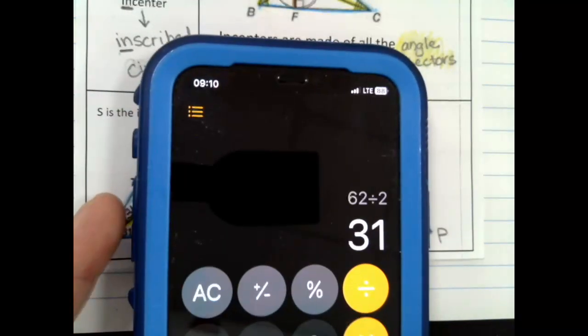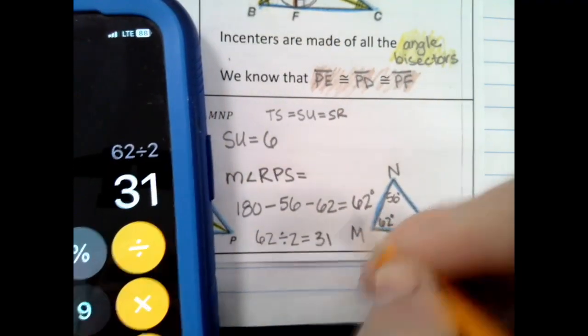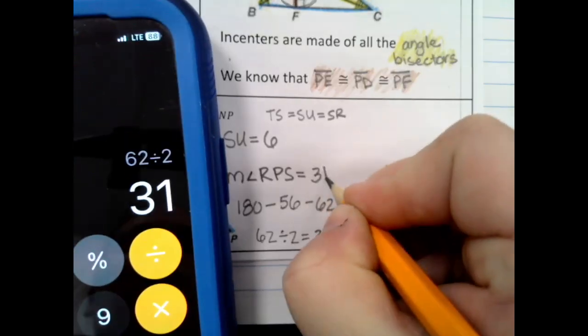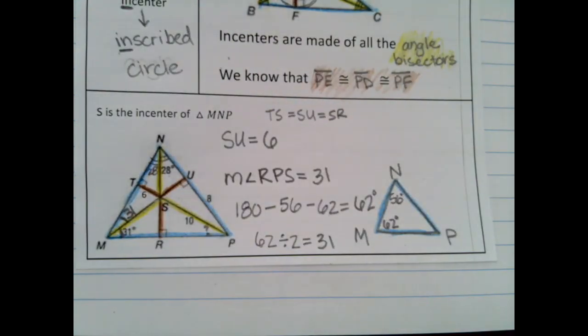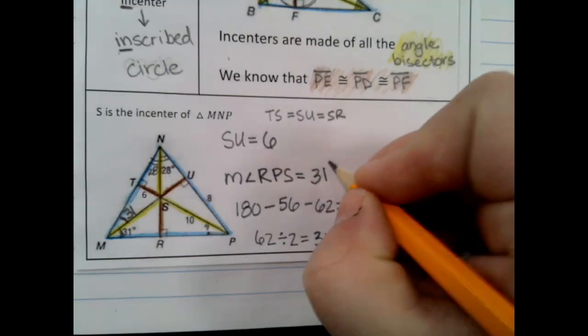Again, just use a calculator if dividing is hard for you. I'm not testing on you. Do you know your division facts? Our answer is 31. So now go back and write that answer. It's going to be 31. And then what's my label for angles? Degrees. That little circle.